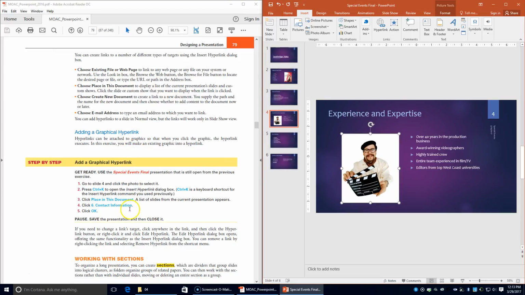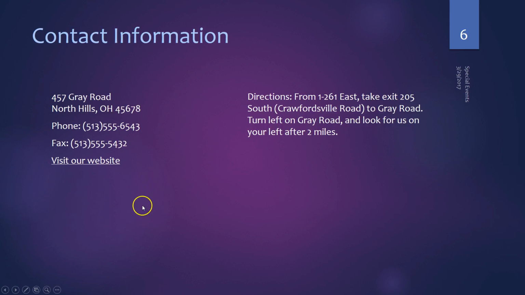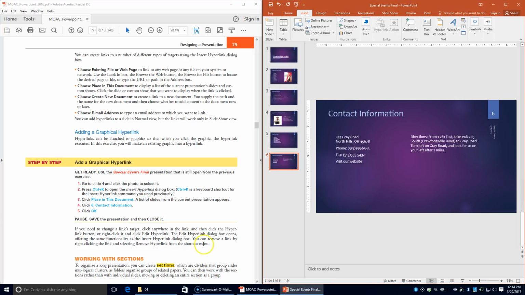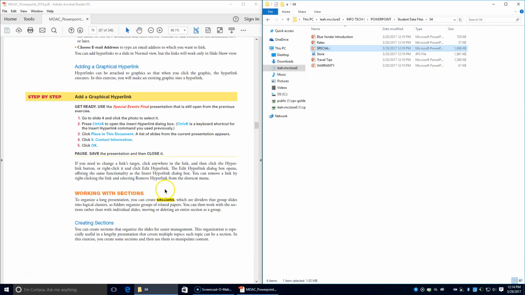Tells us to pause, save the presentation, and then close it. So you can make a hyperlink a picture. So if I went now to present mode and I wanted to click on this picture, it should take me to slide 6. Okay, save it, close this presentation, it says.